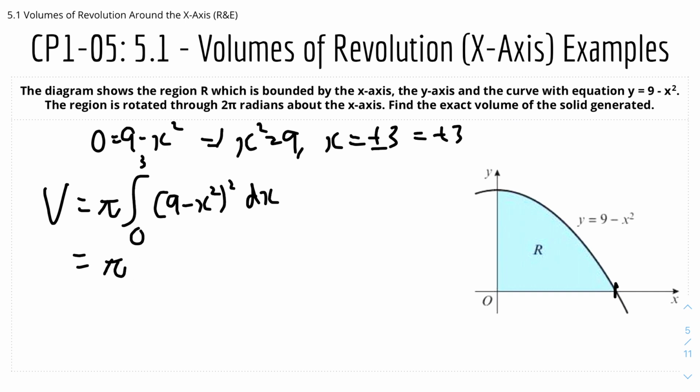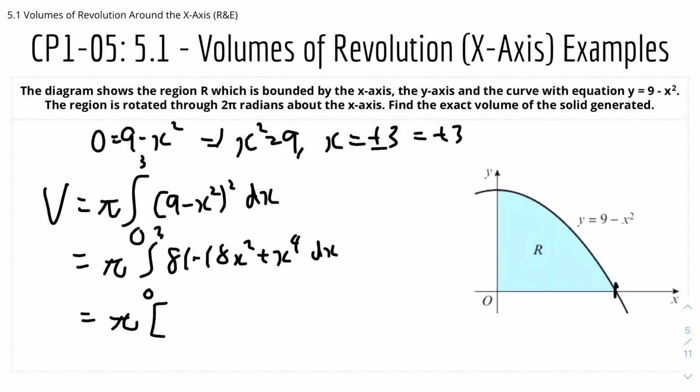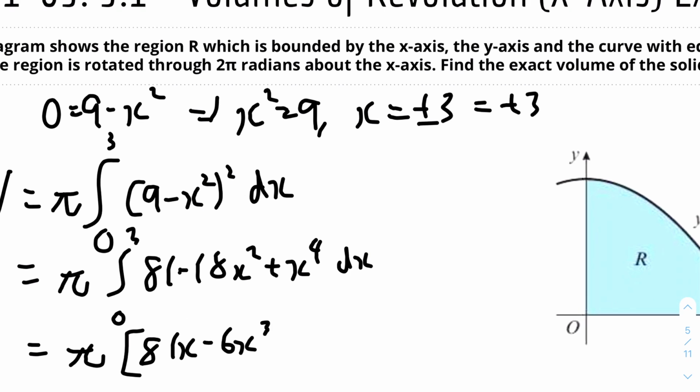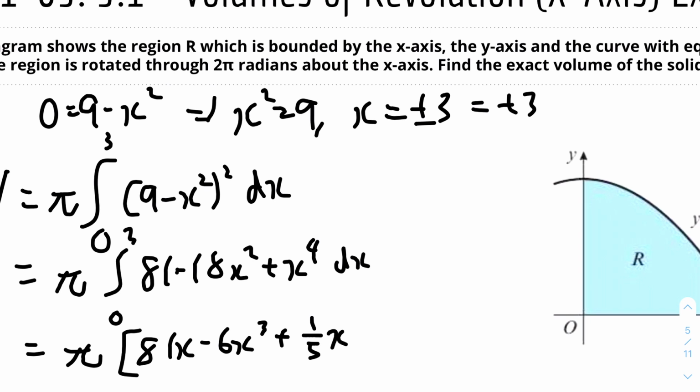Now we have to expand the bracket, which is equal to 81 minus 18x squared plus x to the power 4 dx. Simplifying everything, you get pi times the integral: 81x minus 6x cubed plus 1 over 5 x to the power 5, and write the bounds from 0 to 3.